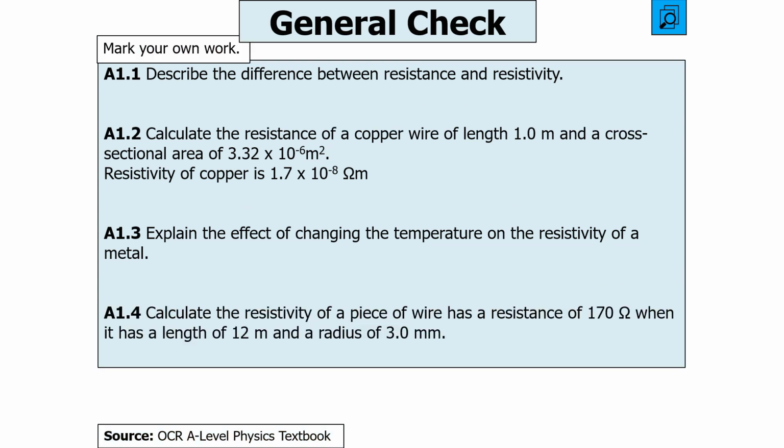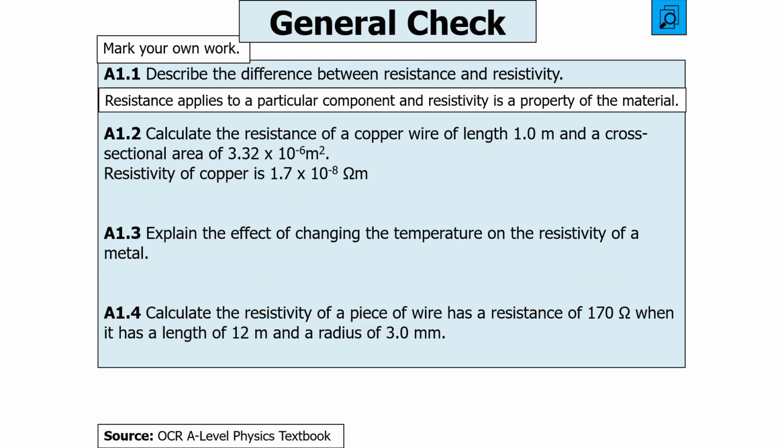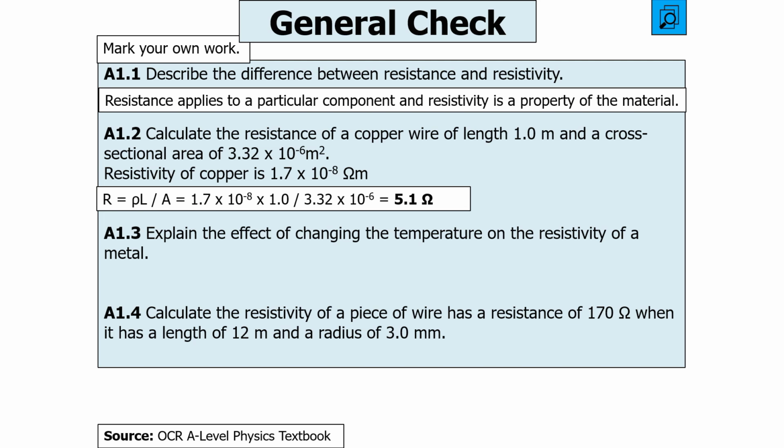Right, the main difference is that resistance will apply to a particular component. It depends on the component's dimensions, whilst resistivity is a property of the material itself. The material will have a constant resistivity at the same temperature. Now, to work out the second question, you say resistance is resistivity times by length over area. The equation is given to you on the equation sheet. Pop in all the numbers and you get 5.1 ohms.